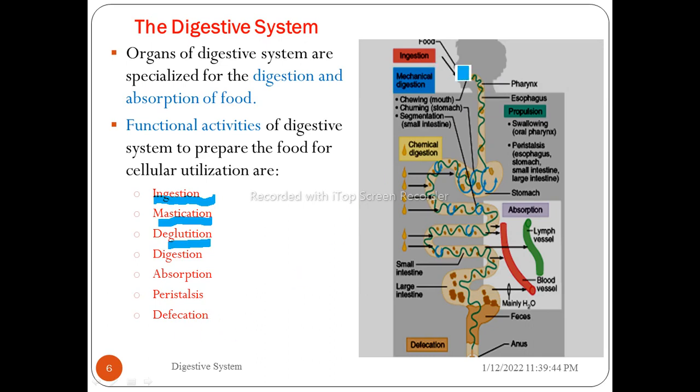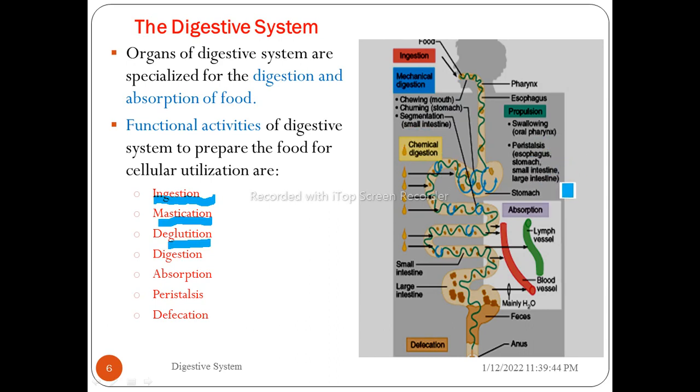So ingestion is here, taking food into the mouth. Then there is mechanical digestion here. Then in this area there are the pharynx and esophagus, where propulsion is found, like deglutition and swallowing. Then food is chewed in the mouth, and churned in the stomach. Segmentation occurs in the small intestine. In the stomach, chemical digestion takes place.